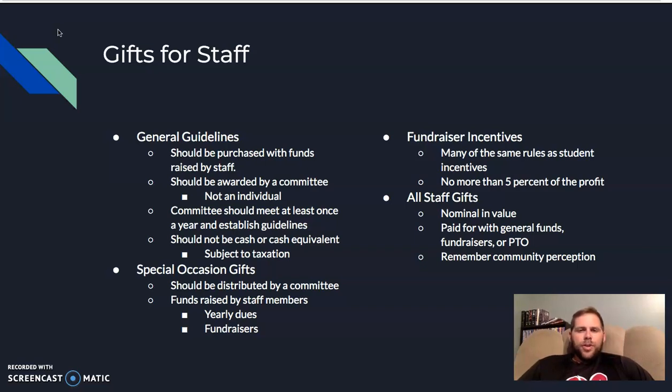It's important to remember community perception. Although it's nice for every teacher to get a t-shirt when they first come to the school, if you want to do that, we need to find ways to fundraise for that, because public perception of how school money is spent is a very, very touchy subject for some people, and we have to remember as educational leaders that we are serving the community around us.